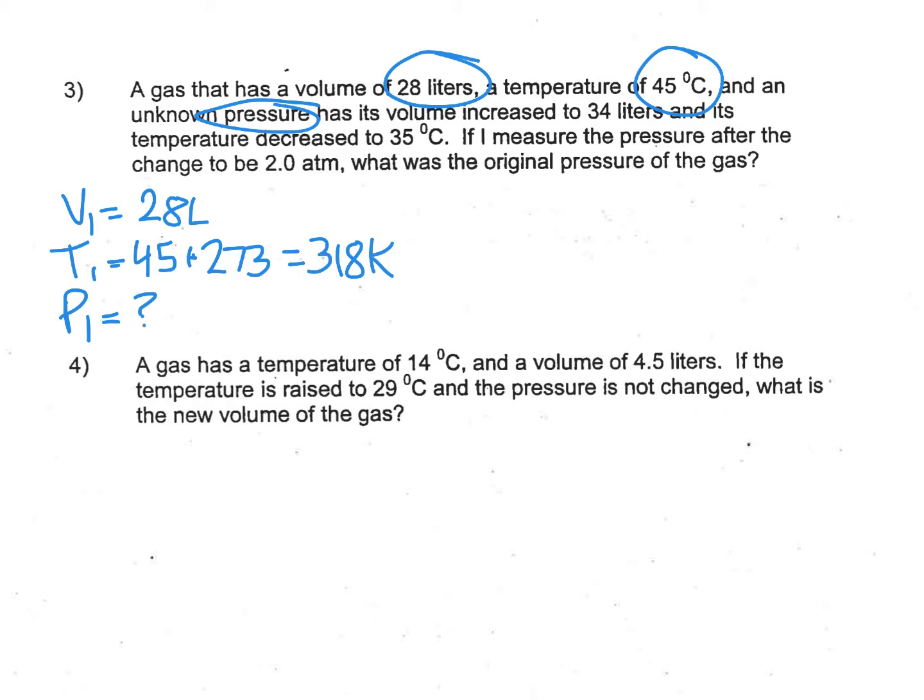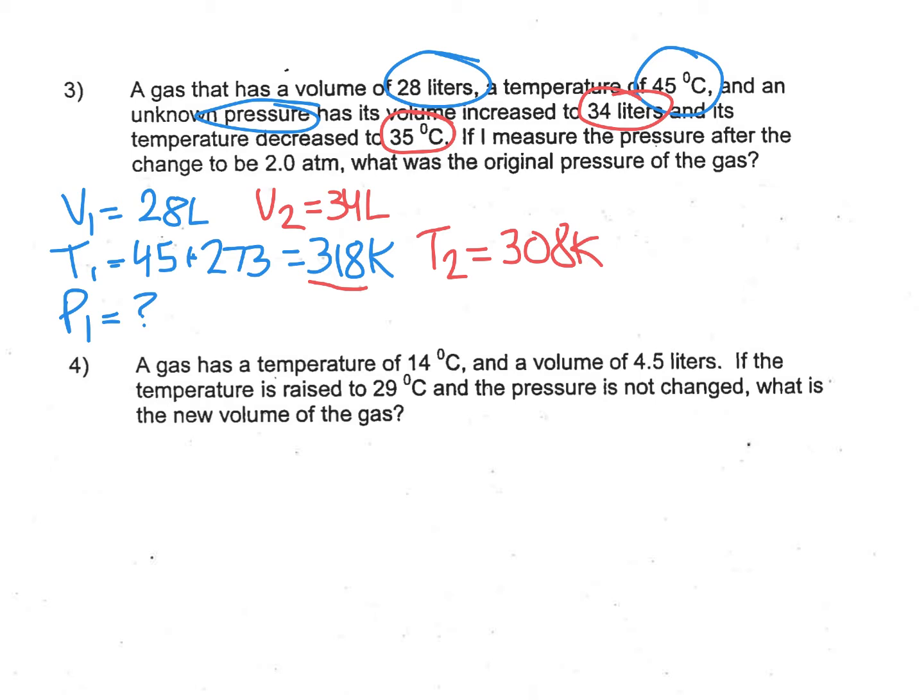Fair enough. Let's move on. What if the volume is increased to 34 liters? So now volume 2 went from 28 to 34 liters. The temperature decreased to 35 degrees, so now it's 10 degrees cooler. So if it went from 45 to 35 degrees, 10 degrees cooler, it was 318, so now it's 308 Kelvin.